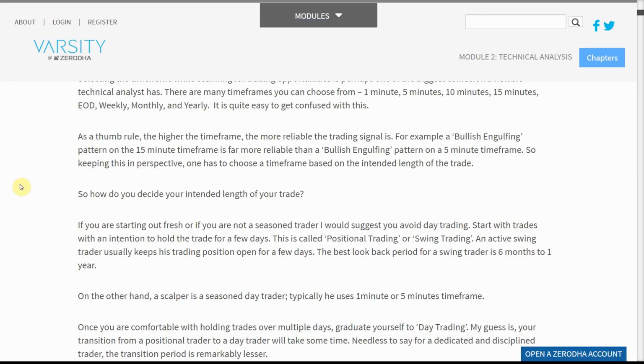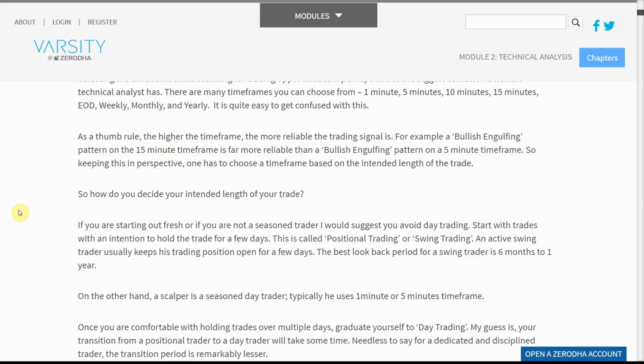If you are starting out fresh or if you are not a seasoned trader, I would suggest you avoid day trading. Start with trades with an intention to hold the trade for a few days. This is called positional trading or swing trading. An active swing trader usually keeps his trading position open for a few days. The best look-back period for a swing trader is 6 months to 1 year. On the other hand, a scalper is a seasoned day trader. Typically, he uses a 1 minute or 5 minutes time frame.